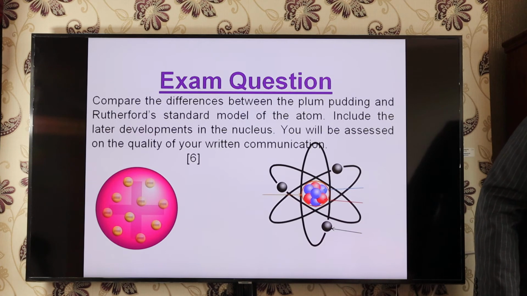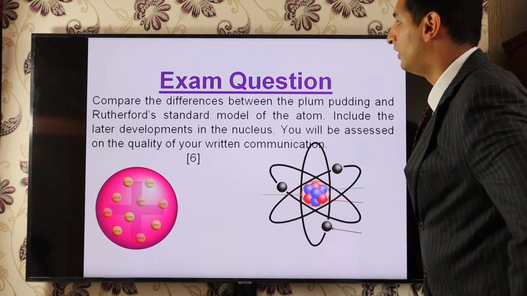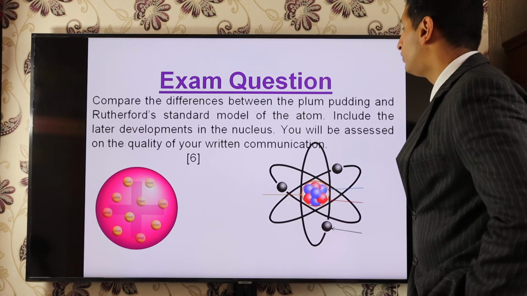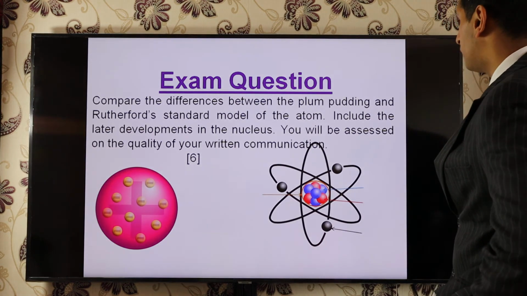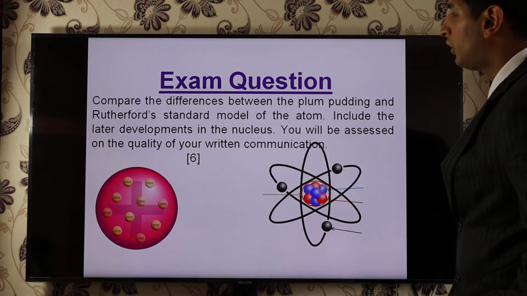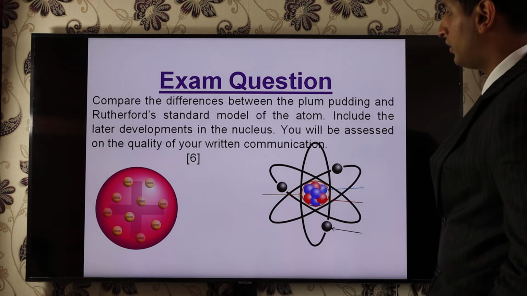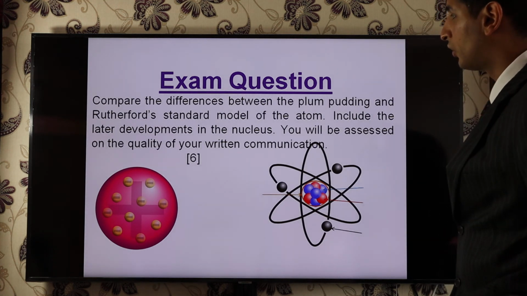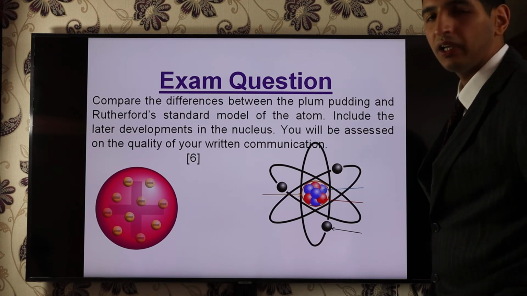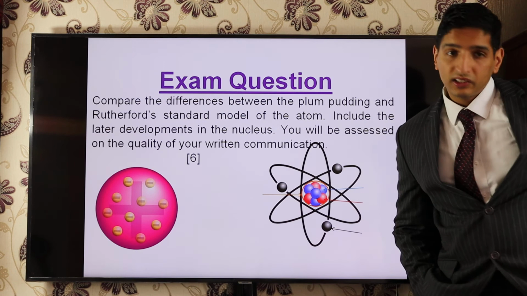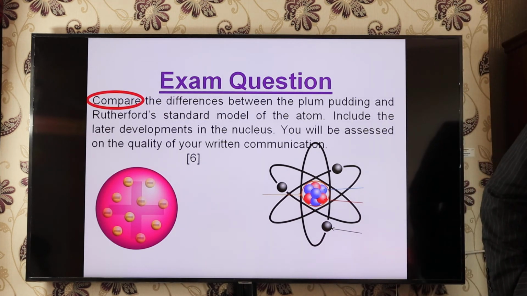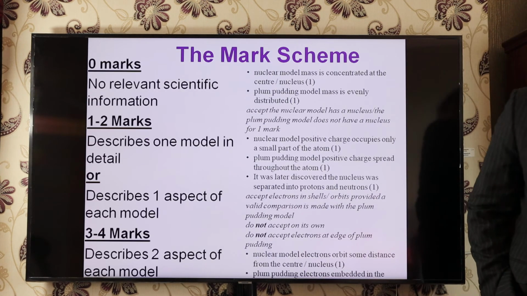Hopefully now you'll be able to answer this question: compare the differences between the plum pudding and Rutherford's model of the atom, the nuclear model. Include later developments in the nucleus. You will be assessed on the quality of written communication. This is a typical exam question requiring 6 marks. Let's see what the mark scheme says. You can pause the video and have a go.